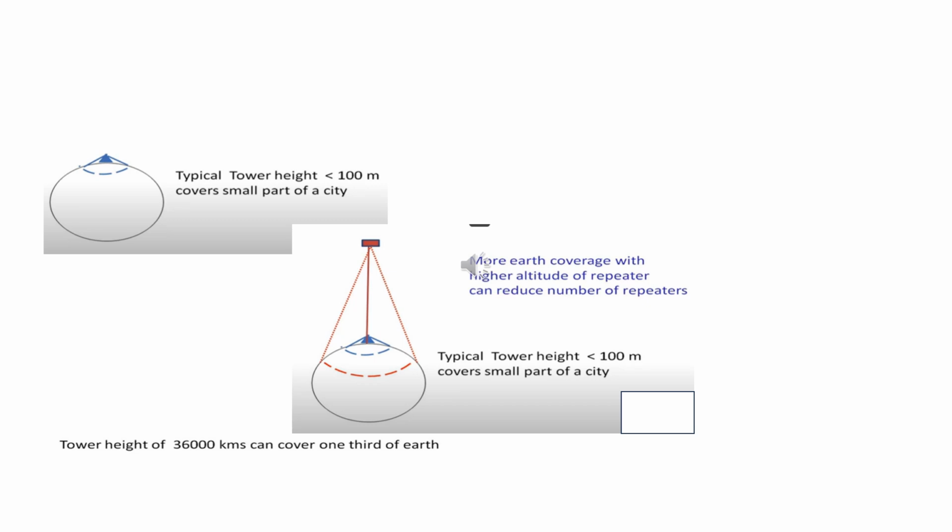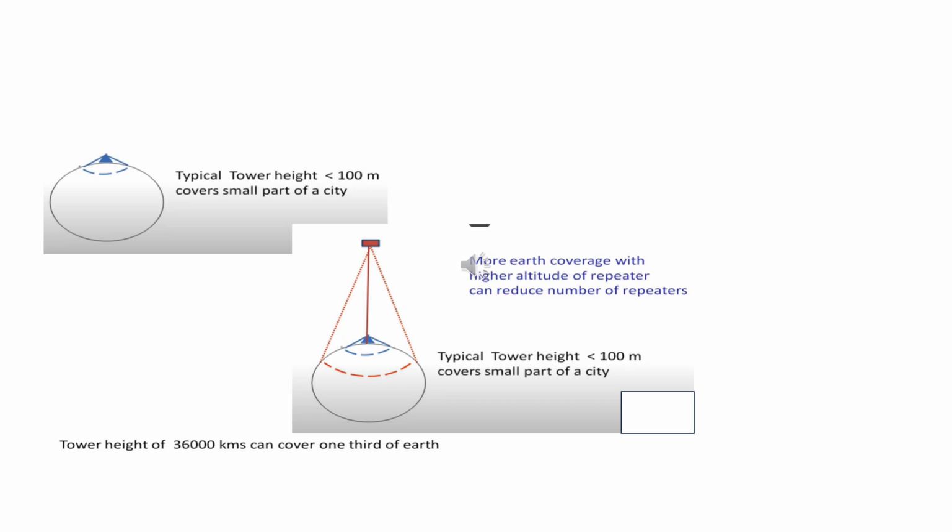A typical tower height is less than 100 meters, and it will cover a small part of a city. If we want to cover a very large geographical area, we must have a very, very long tower, or the tower height should be, we can say, 36000 kilometers. That is a very big task to implement. We can't implement such a high tower for a simple application.